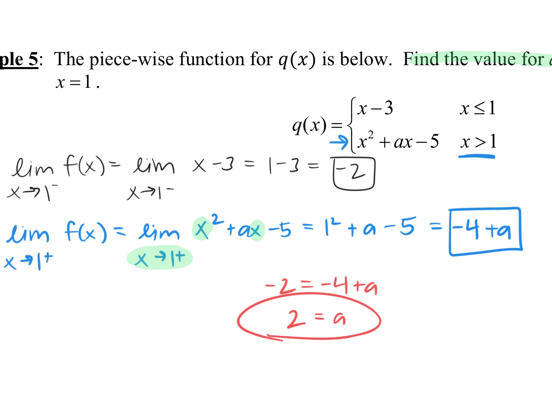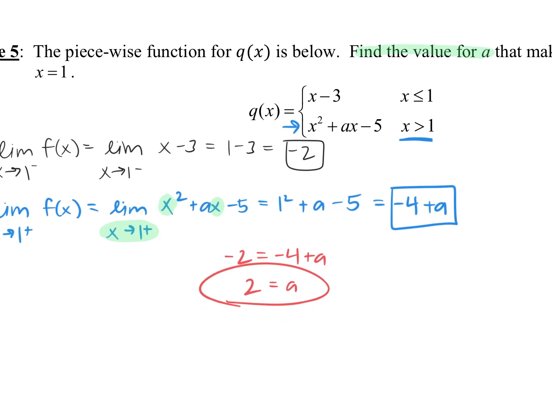Okay, so we know if a is 2, the limit as it approaches both sides is going to be equal to each other, right? And then the other thing that we just got to double check is that our function at 1, is it also equal to negative 2, right? So I'm going to plug that into the top equation there, x minus 3. So I got 1 minus 3, which is negative 2. So it is in fact the same. So therefore, the value of a that makes this function continuous is 2.